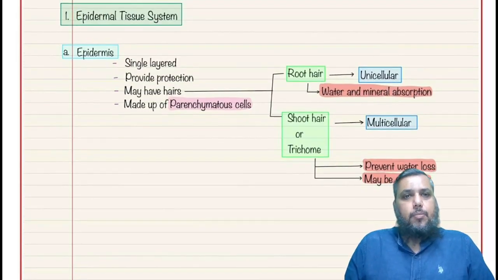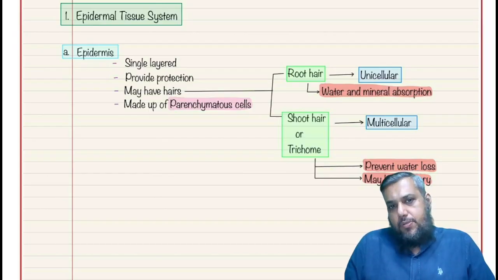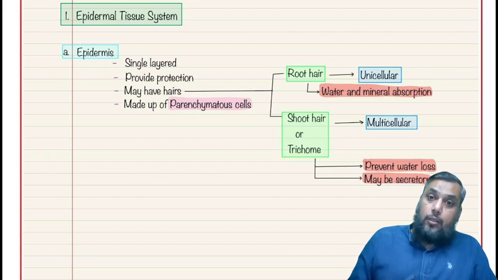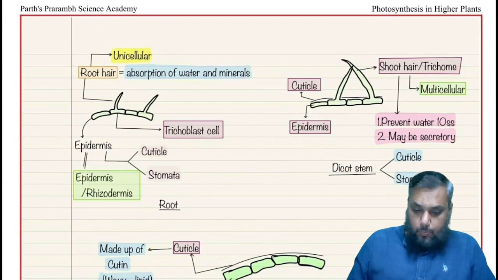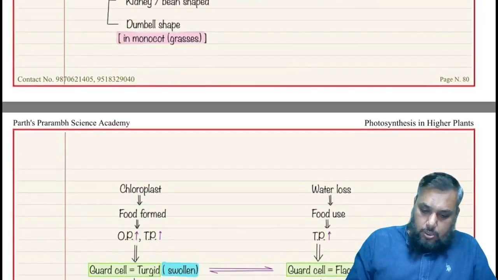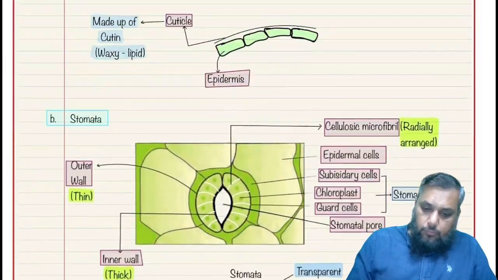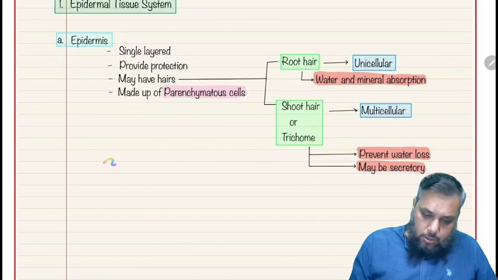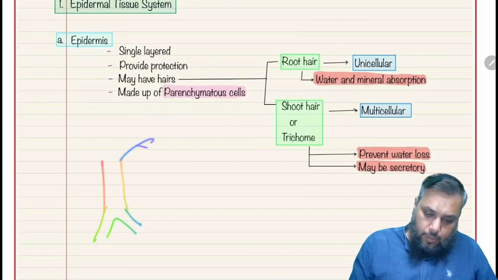Now, when we discuss the epidermal tissue system, what is this epidermis, students? It is a single layer made up of parenchymatous cells, which is found in the root, stem, and the third, that is the leaf also. Okay. Now we can understand it like this: this is the stem, this is the root, and these are the leaf.